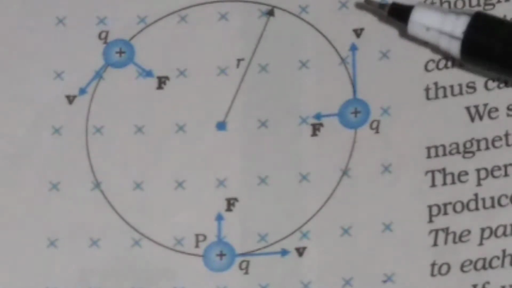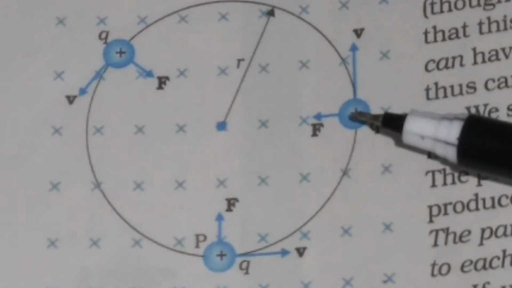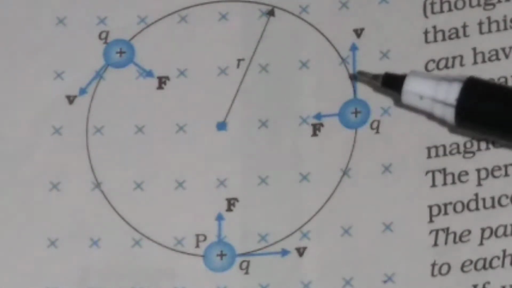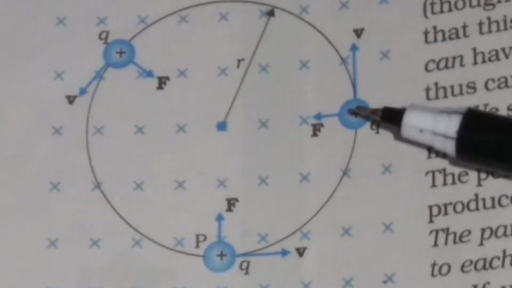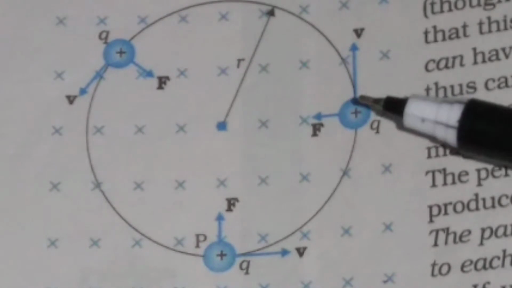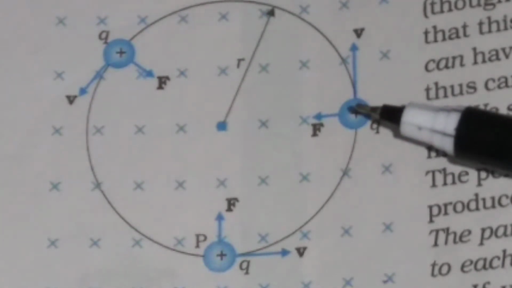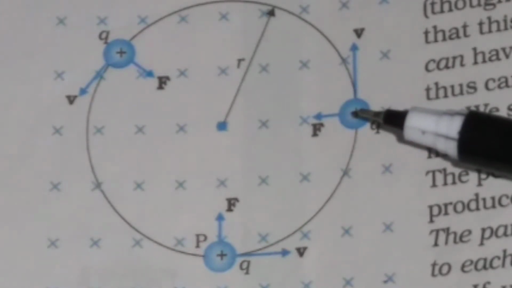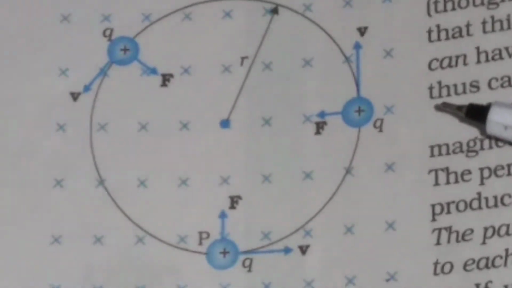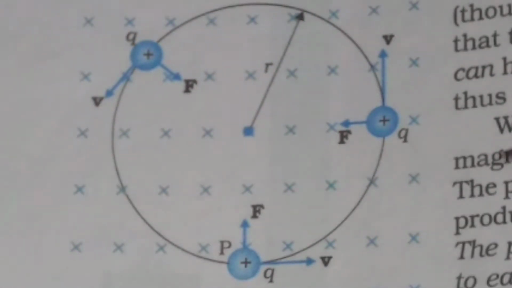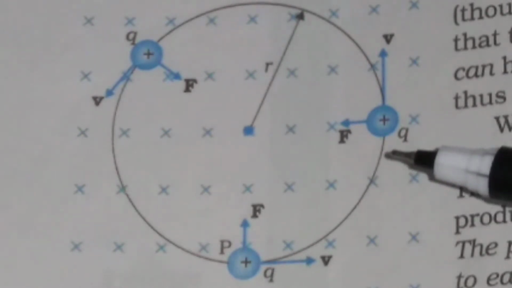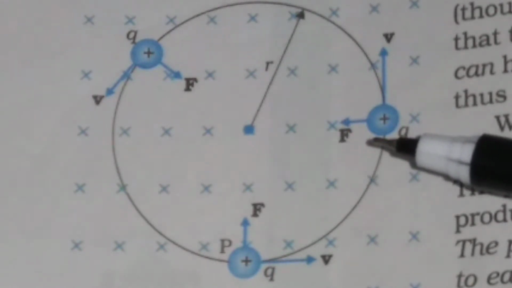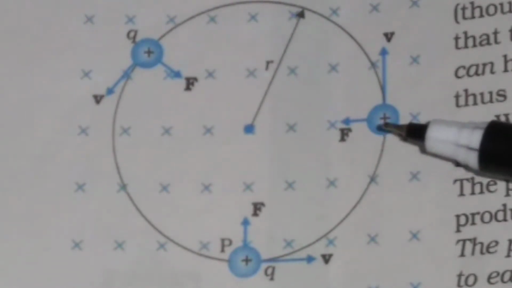And V here represents the velocity of the charged particle, which is, say, along the positive direction of the y-axis. So the velocity of the charged particle Q is along the positive direction of the y-axis, and the magnetic field is along the positive direction of the x-axis. Then applying the right hand thumb rule, the direction of the magnetic force will be along the negative direction of the z-axis.